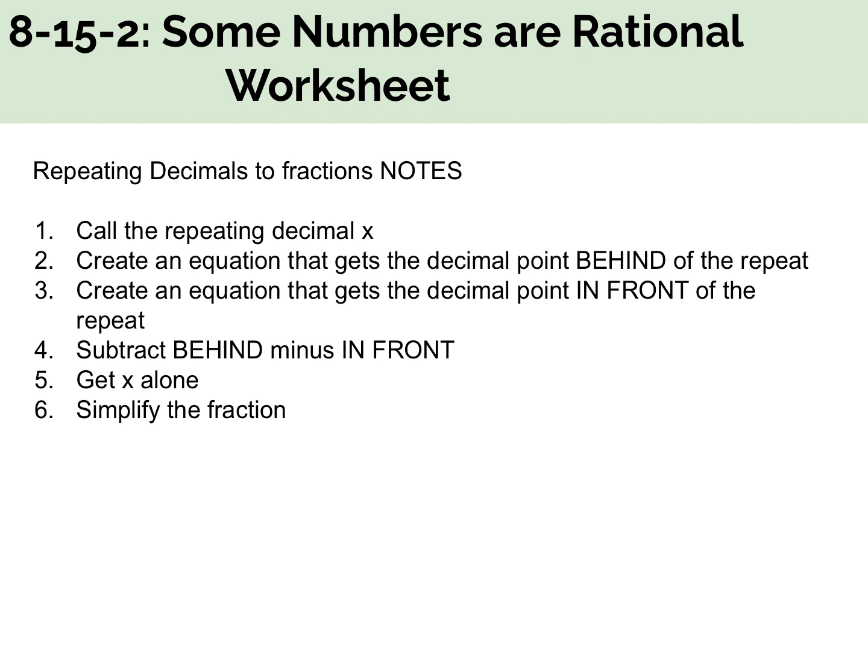So number 1, we're going to call the repeating decimal x. 2, we're going to create an equation that gets the decimal point behind the repeat. 3, we're going to create an equation that gets the decimal point in front of the repeat. We're going to subtract behind minus in front. We're going to get the x alone, and then simplify the fraction. So make sure that you have written down all these steps, because we're going to go through it on example 1 and 2, and then you're going to do some yourself.